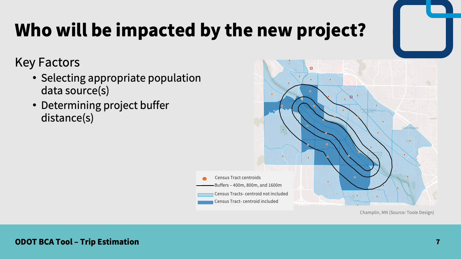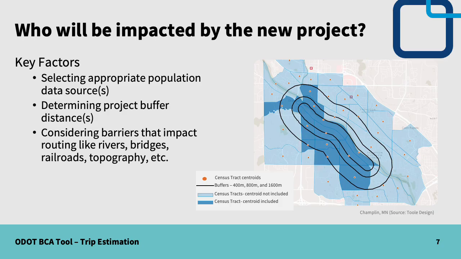Within each buffer, there will be different assumptions about how many people that live or work within those buffer areas would use the new active transportation infrastructure. For example, a higher percentage of residents can be expected to use the new facility in the quarter-mile buffer area than in the 1-mile buffer area. You should also consider barriers that impact routing, such as rivers, bridges, railroads, and topography.